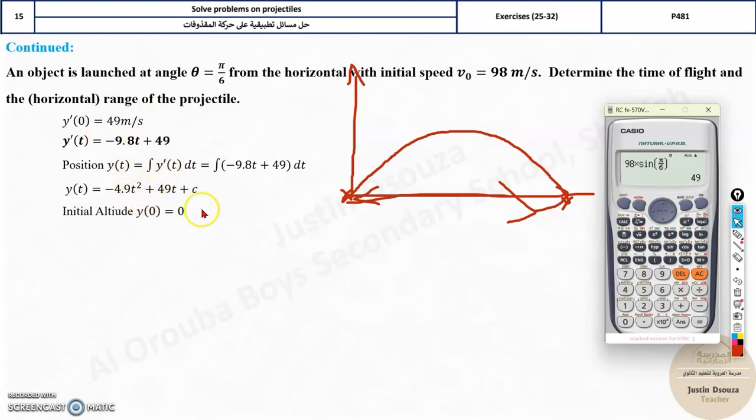Just easily find it out. Now over here, the altitude is not mentioned. It's 0 from the base. So altitude is 0, so this is not there. This is basically the initial position, that is with regards to the vertical.